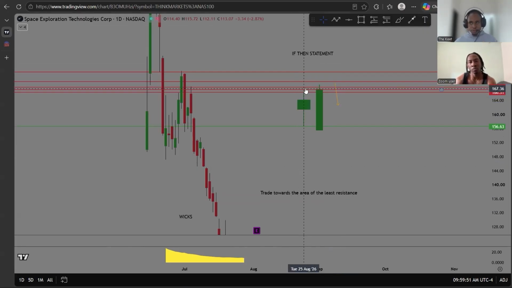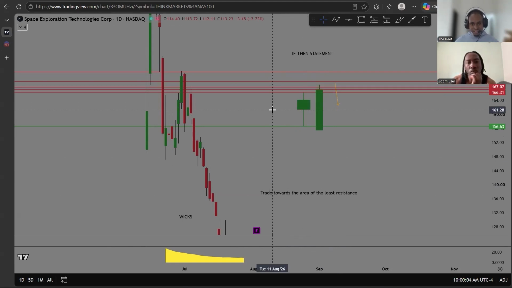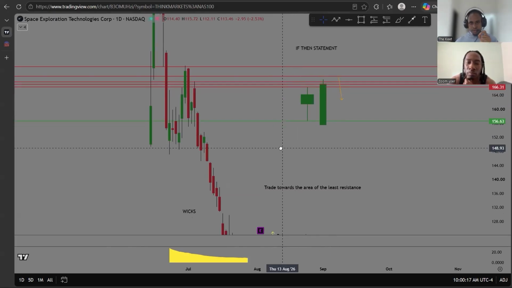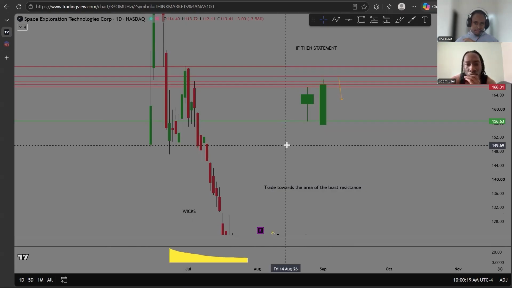And remember that we don't just put resistances. Resistances occur from the evidence that we've got. The evidence that we've got are the price stamps, the price prints that we can see. So that is resistance.